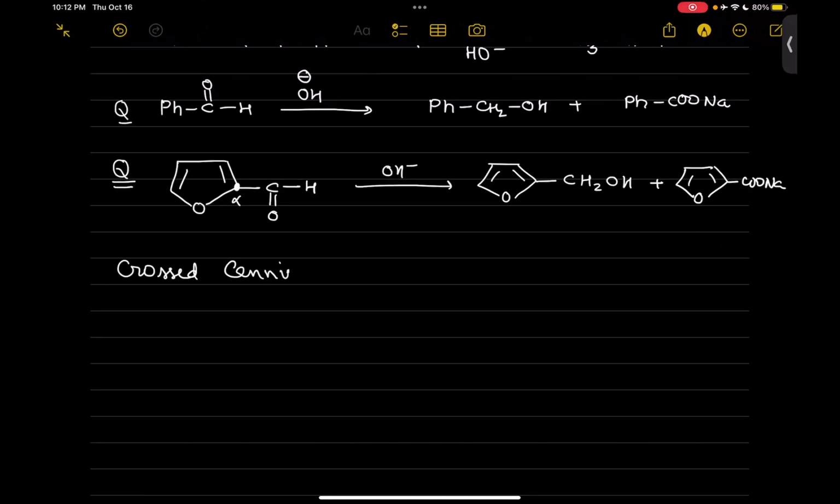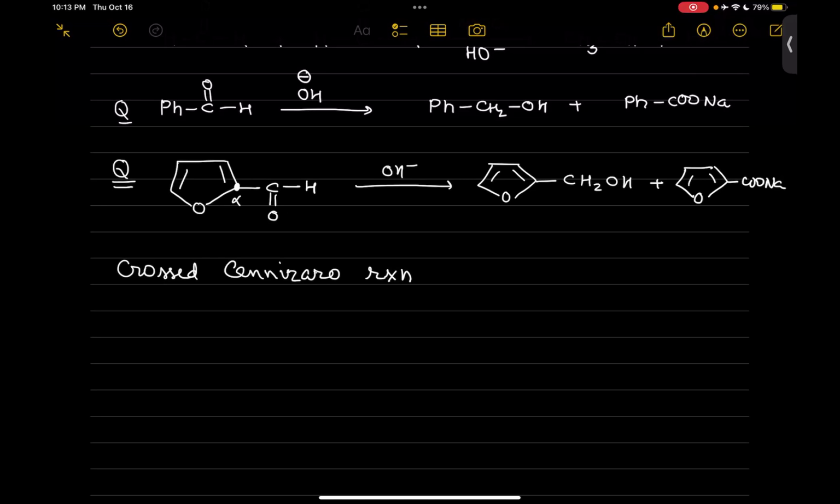Different molecules of aldehyde, two different molecules, and none of them possess any alpha hydrogen. If any one of them has alpha hydrogen, then they will start getting combined with each other. Got it? So none of them possess any alpha hydrogen.